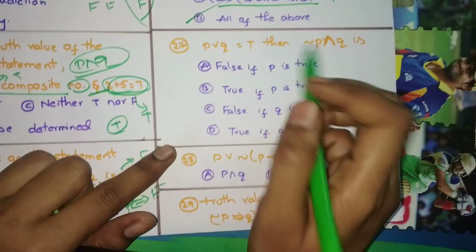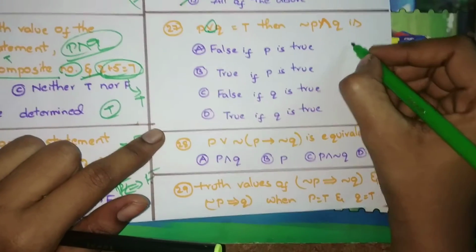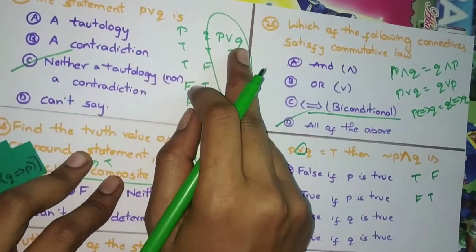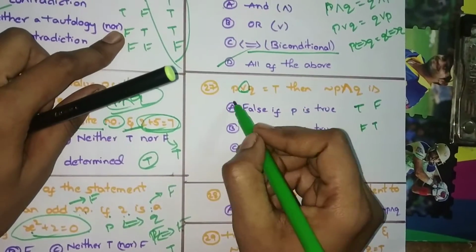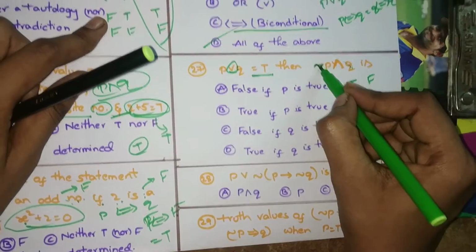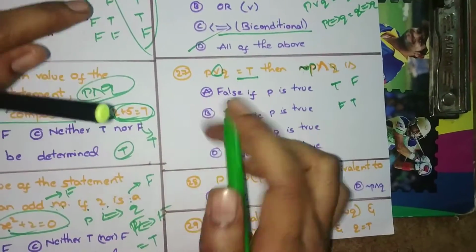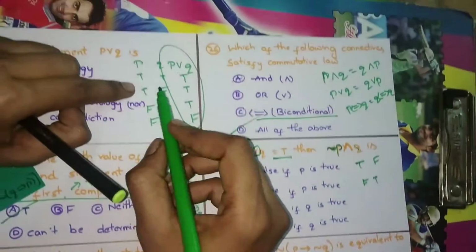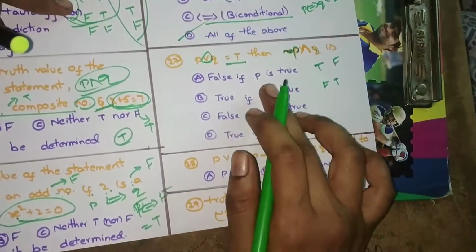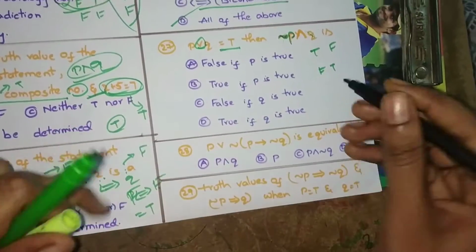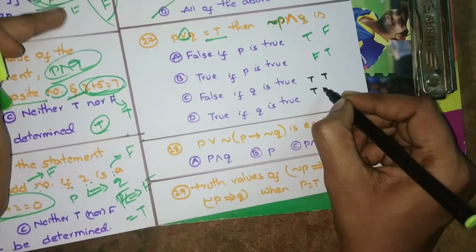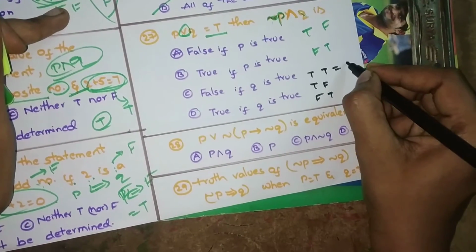See this question. P union Q is true. Even just try the truth table as true, false, false, true. Here only, P union Q. This is the truth table for this. P union Q is true. Then negation of P intersection Q they asked. First see, P union Q will become true when these three conditions are there. So let's write the truth values here. P union Q is true, so it will become true, true, true, false, false, true.